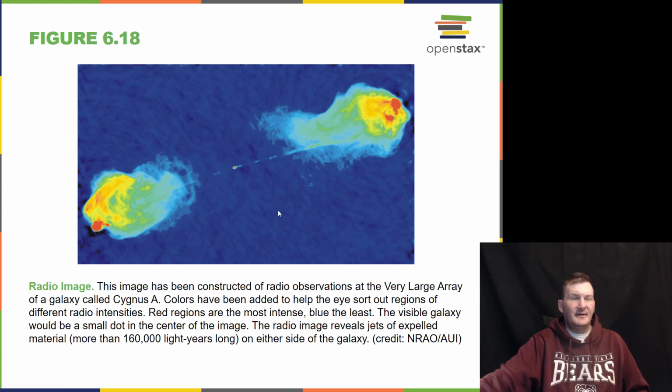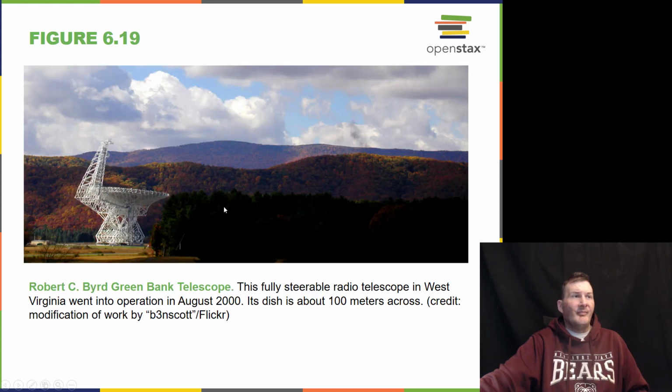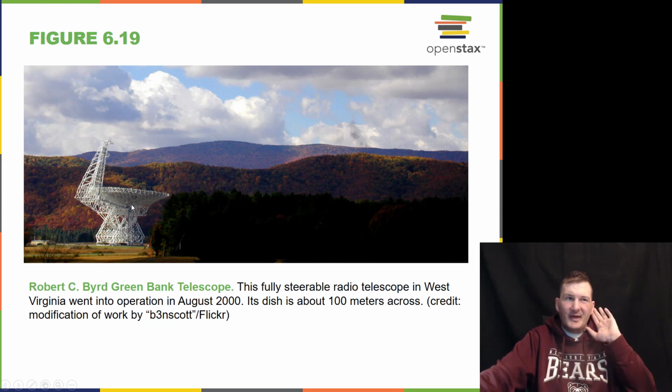All we would see in the visible would be the very tiny middle part of light being dragged into that black hole. And so this is the Green Bank Telescope. It's a fully steerable radio telescope in West Virginia. Went in operation in August of 2000, and its radio dish, or its listening ear, is about 100 meters across.